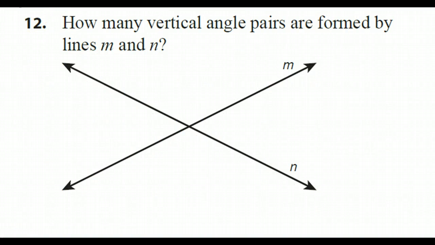Okay, question 12. We're going to do some actual going into what vertical angles are, how to identify them. So question 12 says, how many vertical angle pairs are formed by lines M and N? Okay, so we have line M and we have line N. And vertical angles are angles that are right across from each other whenever you have two lines that intersect. So, for example, this angle and the one right across from it, those are vertical angles. Okay, and so that would be considered one pair of vertical angles.